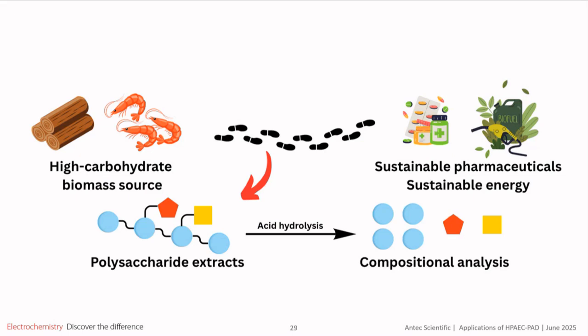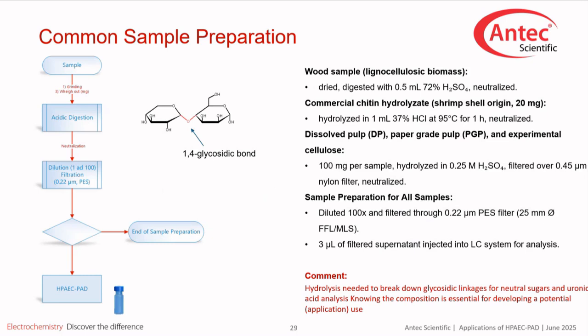So, why do we discuss biomass? As you can see on the slides, biomass, such as wood or carbohydrate-rich chitin from shrimp, can serve as a raw material for developing and producing sustainable energy and pharmaceuticals. On the same slide, you already see what's necessary to achieve this goal: sample preparation. This step is really important because wood, paper or chitin can't be injected directly. We need to release the carbohydrates from their matrices to move forward.